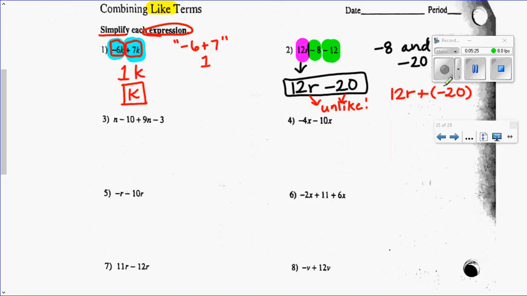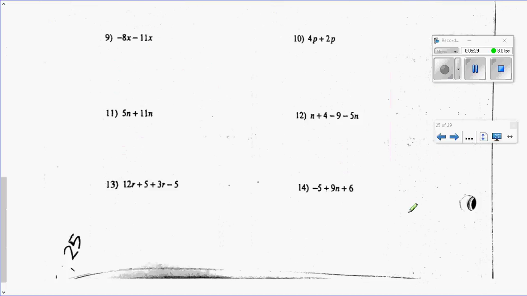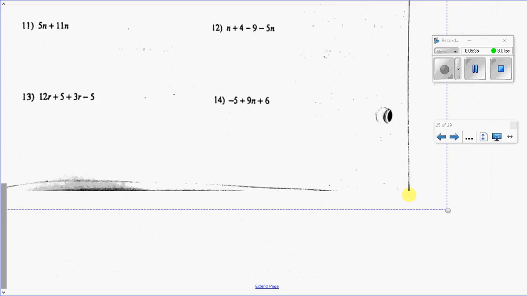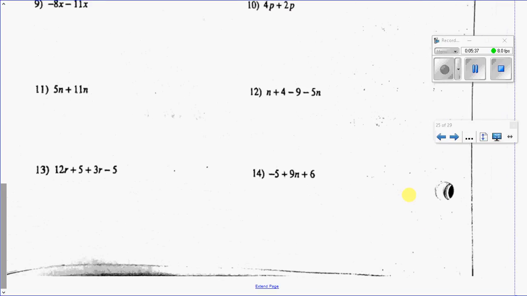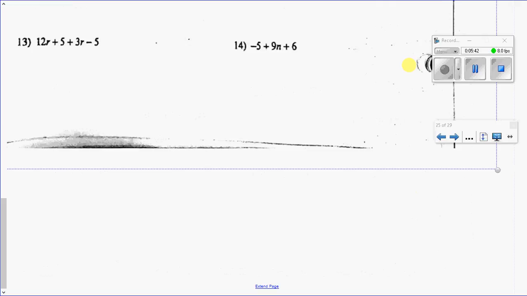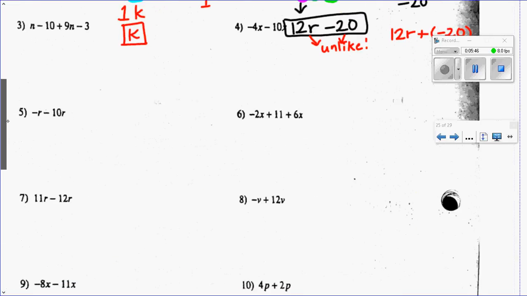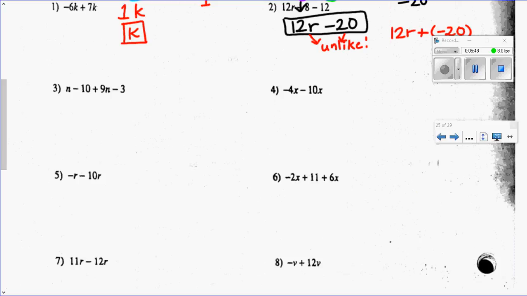And I'm actually going to take a moment. I want to make these problems a little bigger. They're kind of small. So bear with me for a second. I'm just going to make this bigger. All right, so now let's take a look at number 3.